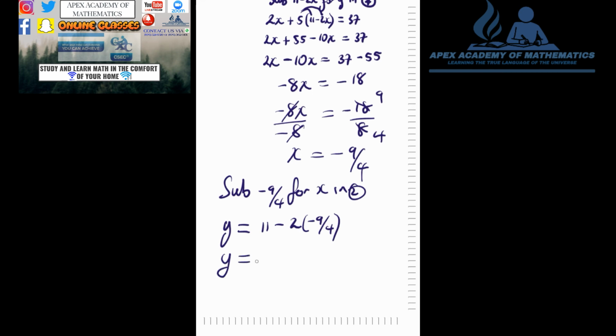Okay. So let's do some simplification here. y is equal to 11. And the negative 2 times negative 9 is going to give us 18. Or we could just simply use the 2 to cancel the 4. So 2 into 2 is 1, and 2 into 4 is 2. So we have negative 1 times negative 9. That's positive 9 over 2.